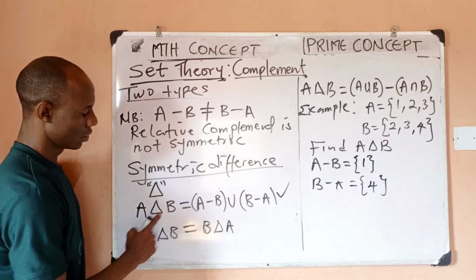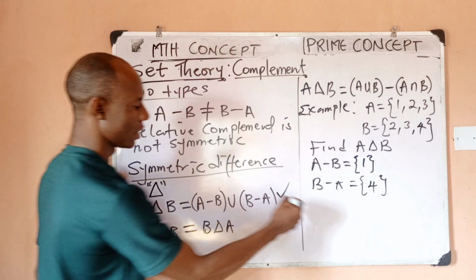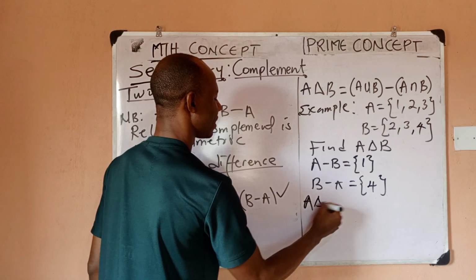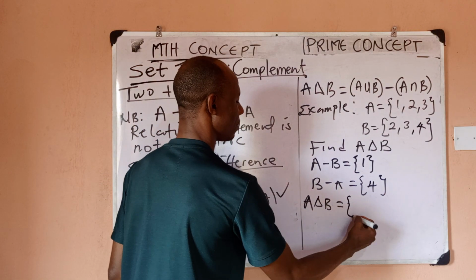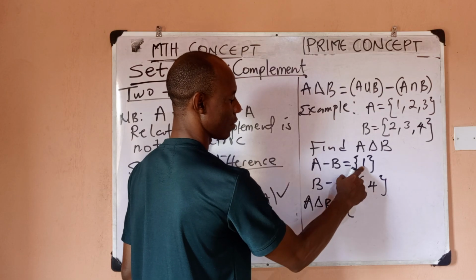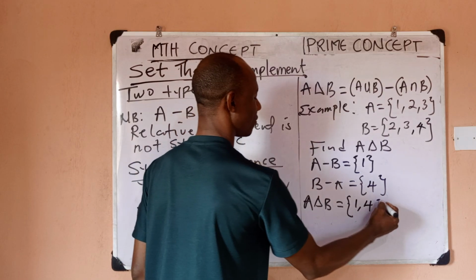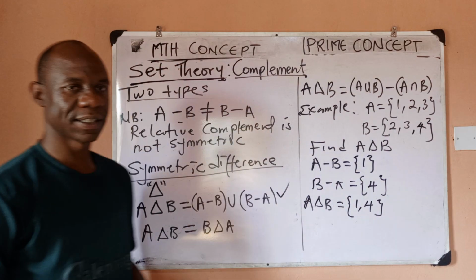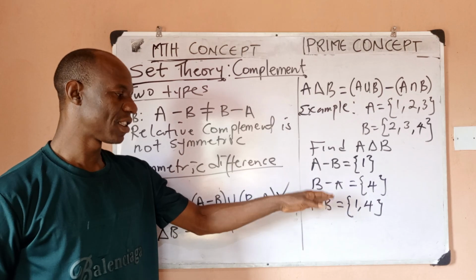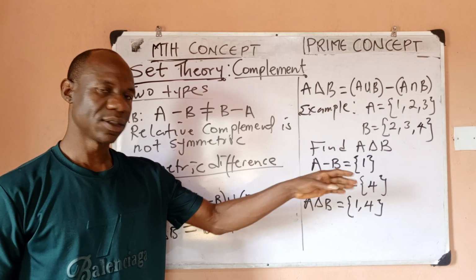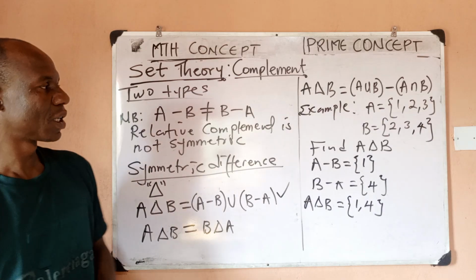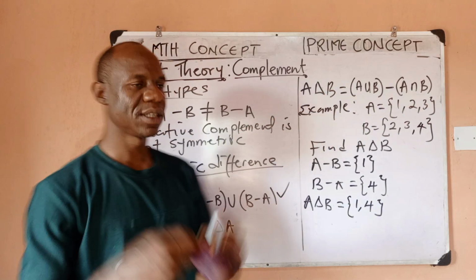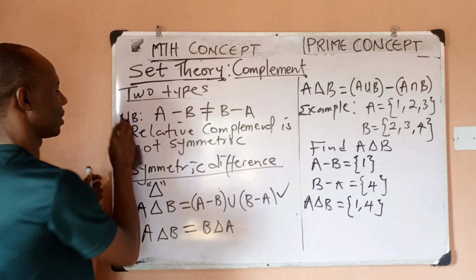Then the next thing is to unite them. This is union, so it means this union this. So A symmetric difference B is going to be the union. Union simply means combining their elements, so I'll have 1 and 4. This is my answer. So A symmetric difference B is a set that contains the elements 1 and 4.